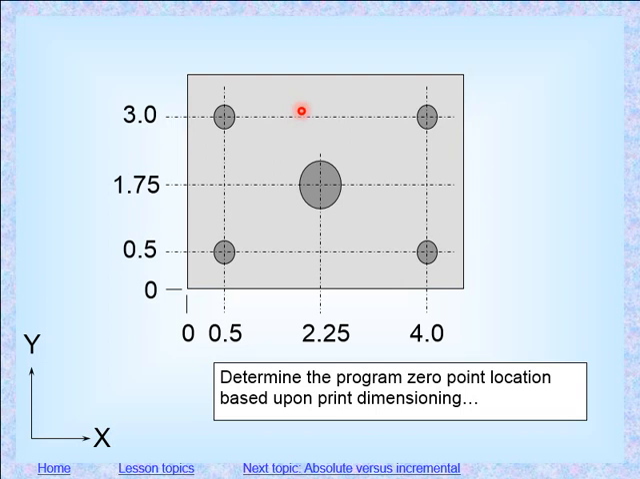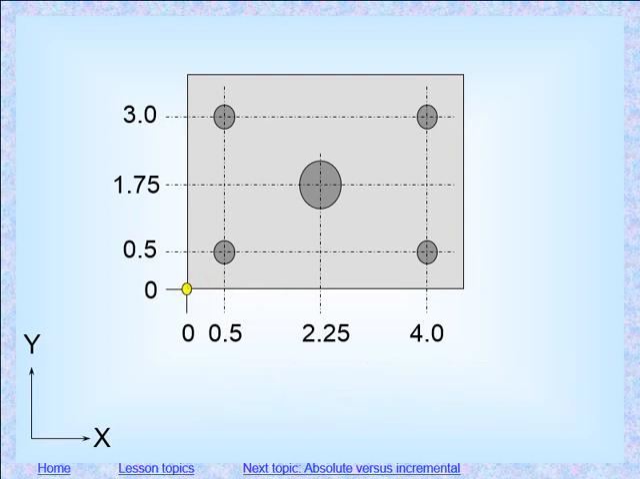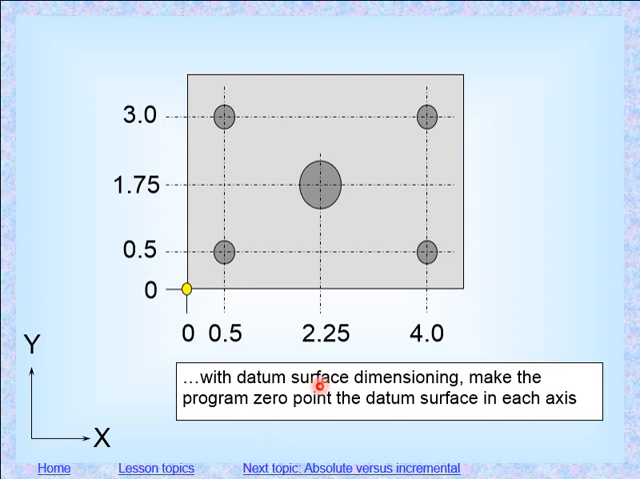But for the most part, this part is all dimensioned off the lower left corner. You'll see the 0, 0 is down here, and that's how it is on the print. So it would just be easiest as a programmer to make this right here 0, 0. So you'll see our datum surface or our program 0 would be off this corner. That way when we're finding our x, y location, it's easy enough to say, oh, 0.5 in the x, 0.5 in the y, and so on and so forth. You have 0.5 in the x, 3 inches in the y.